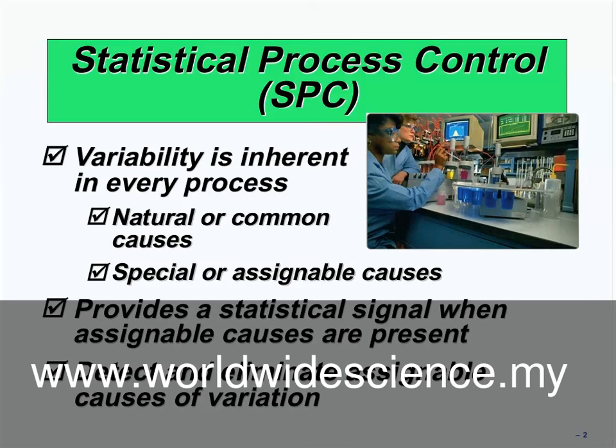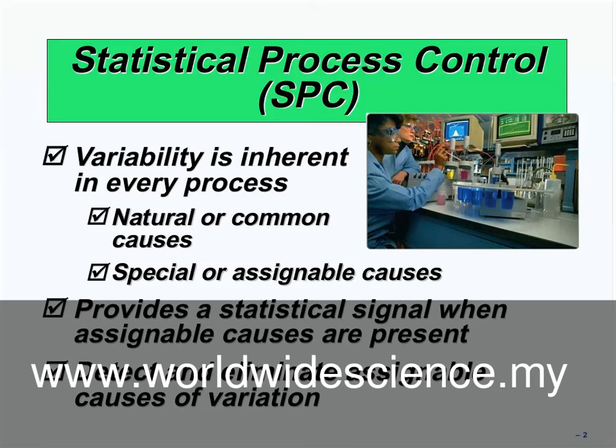So this is the reason that we say variability is inherent in every process, it is natural in every process. But sometimes this variability is not natural, is not normal. It shows that the process is not under control and there is a problem.